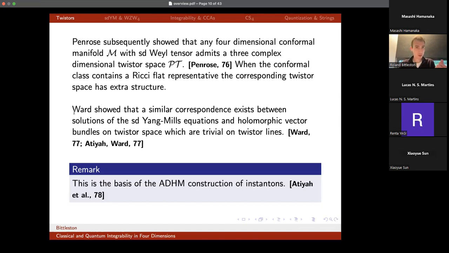So Penrose's student, Richard Ward, showed that there's a similar correspondence between solutions of the self-dual Yang-Mills equations and holomorphic vector bundles on twistor space, which satisfy some extra condition. And that was essentially the basis of the ADHM construction of instantons. So these illustrate the way in which chiral or self-dual equations on space-time can be solved by relating them to algebraic data on twistor space.